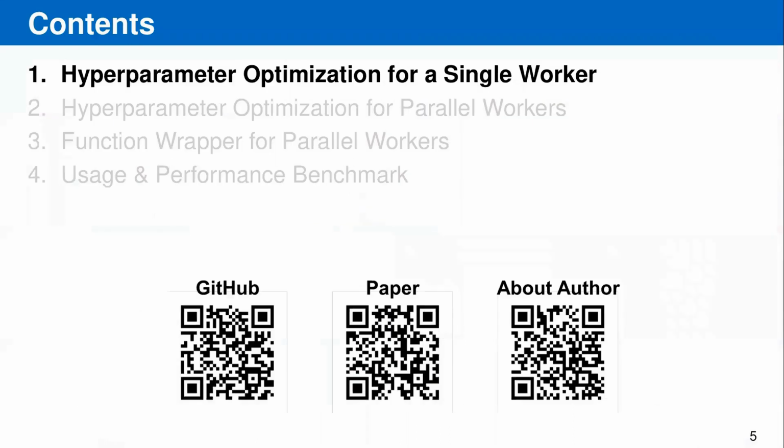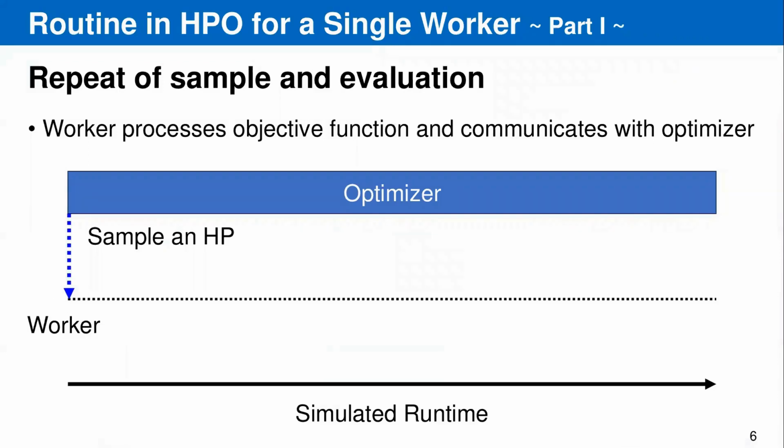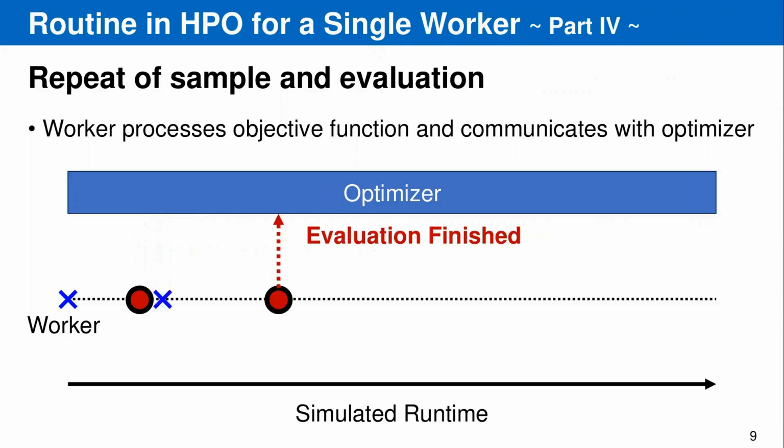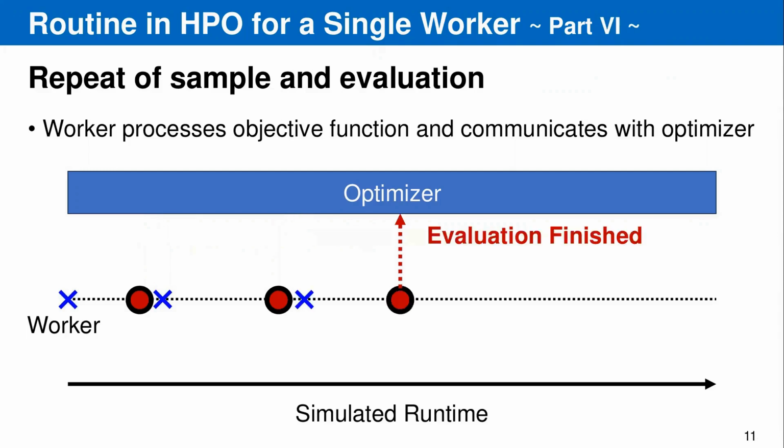First, I will present the workflow of hyperparameter optimization. In the visualization, the horizontal axis shows runtime of hyperparameter optimization. We first sample a hyperparameter configuration. Then, we wait until the evaluation finishes and return the result to the optimizer. After collecting the result, we sample another hyperparameter configuration. The optimizer takes its result, samples, takes its result, samples, then waits till the end of the final evaluation.